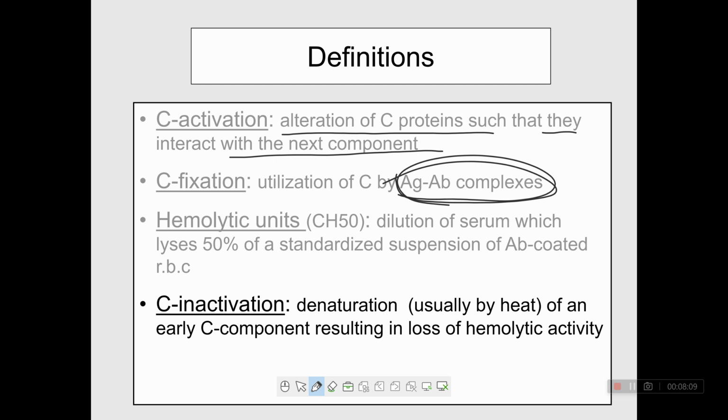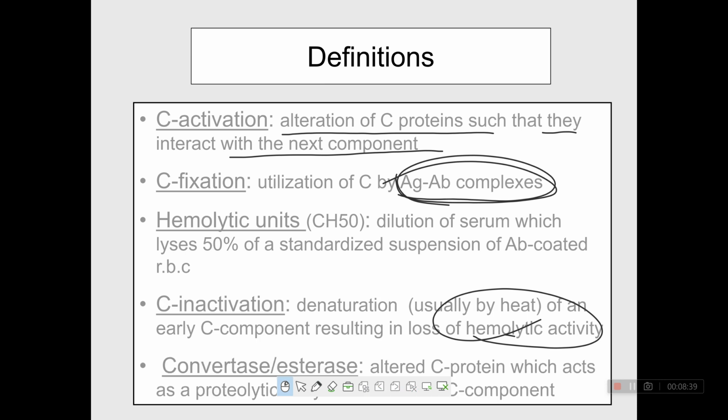Next is hemolytic units, the dilution of serum which lyses 50% of a standardized suspension of antibody coated RBC. C inactivation is the denaturation of an early C component resulting in loss of hemolytic activity. Clear? And the last one is convertase and esterase, altered C proteins which act as proteolytic components.